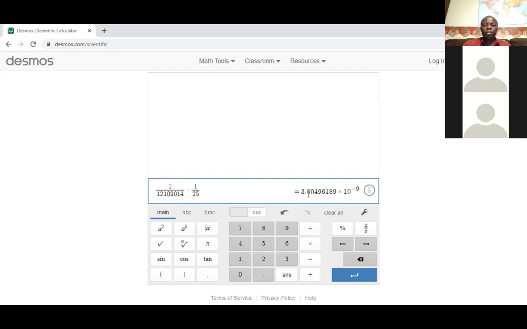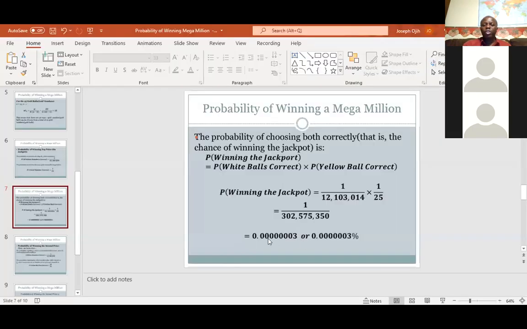See, this times 10 to the power negative 9 means that you're going to get 9 zeros before you get the actual number when you write it in standard form. So this is what you're going to get: 0.00, you can see 1, 2, 3, 4, 5, 6, 7, 8, 9. Not even up to 1 percent.